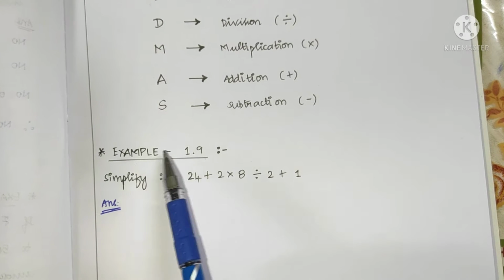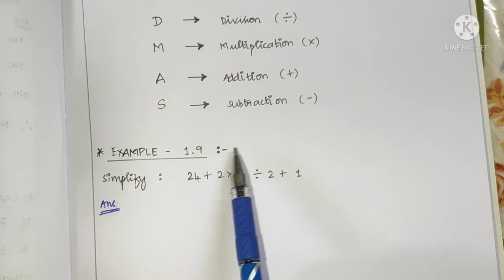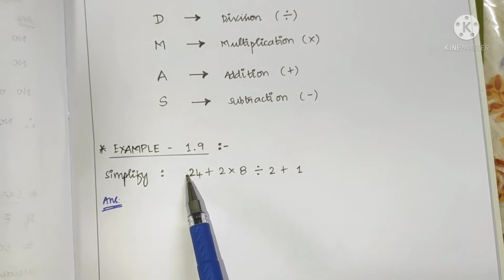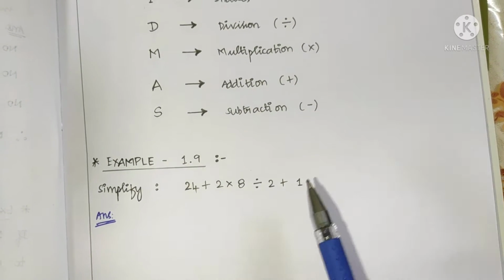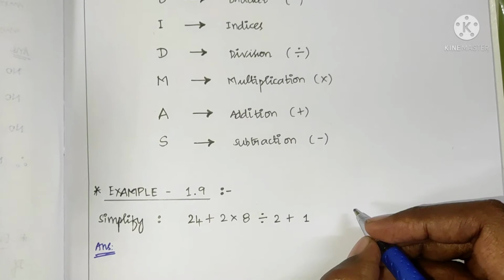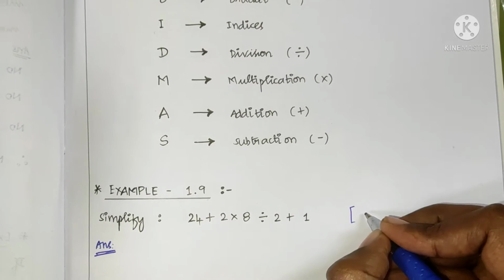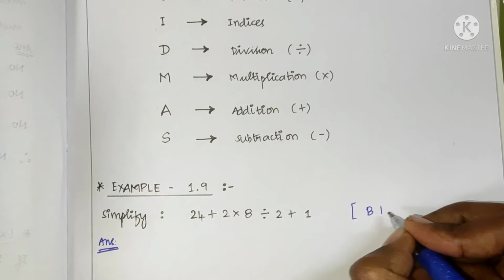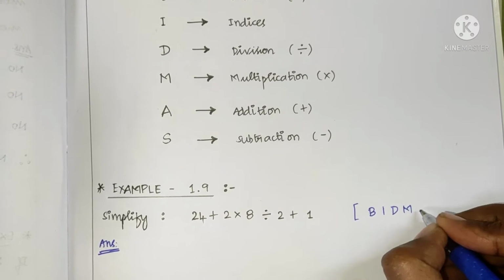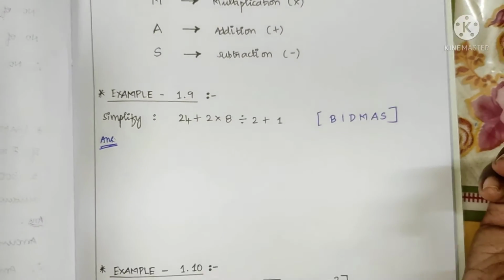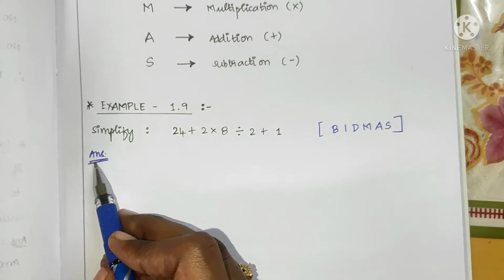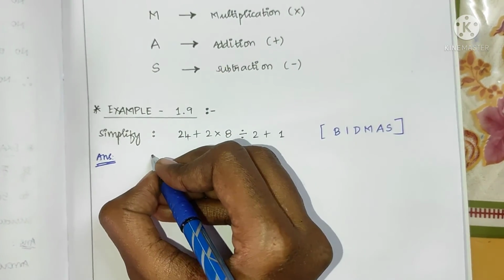Example 1.9. Simplify 24 + 2 × 8 ÷ 2 + 1. First we will write the rule: bracket, indices, division, multiplication, addition, subtraction. Now we are going to solve the given question in this order.